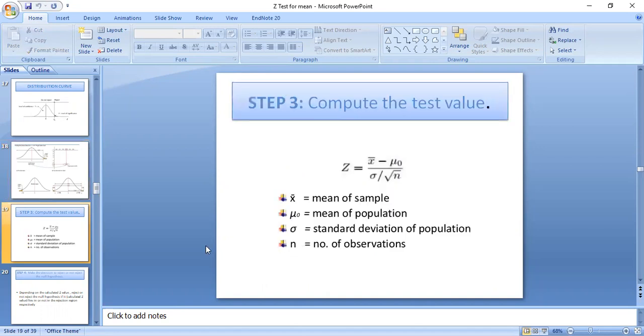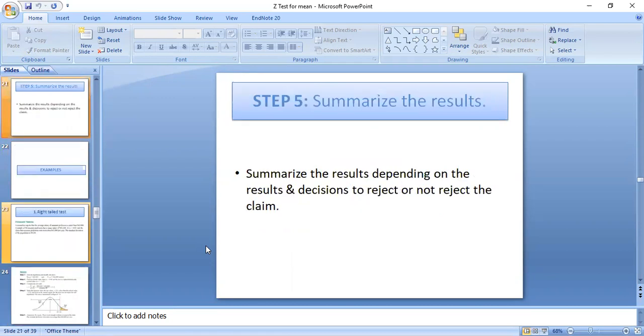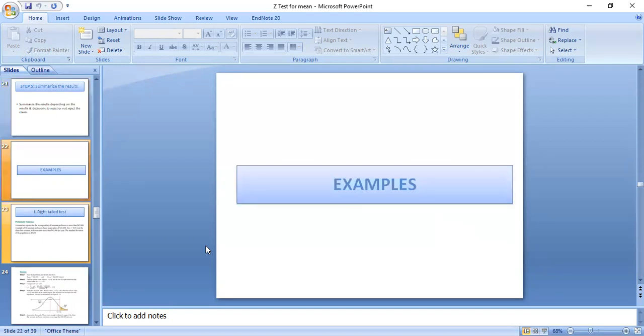Now the third step is to compute the test value. For the Z test, the formula, as already discussed, is x bar minus mu naught over sigma over square root of n. The fourth step is to make the decision to reject or not reject the null hypothesis, depending on whether the calculated Z value lies in the rejection region or not. The final step is to summarize the results, depending on the decision to reject or not reject the claim.